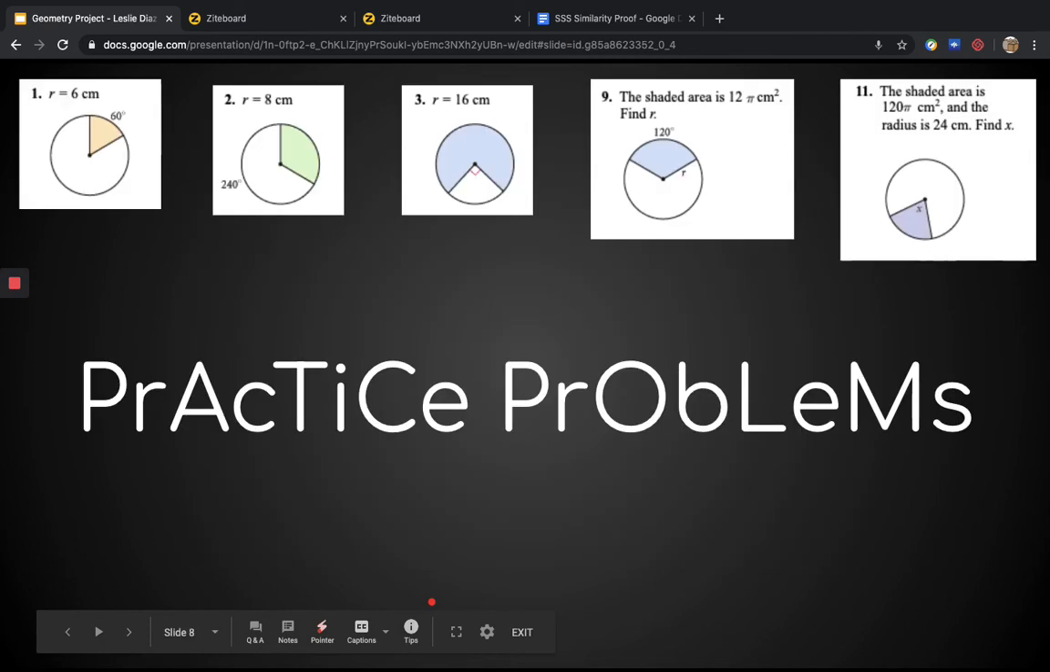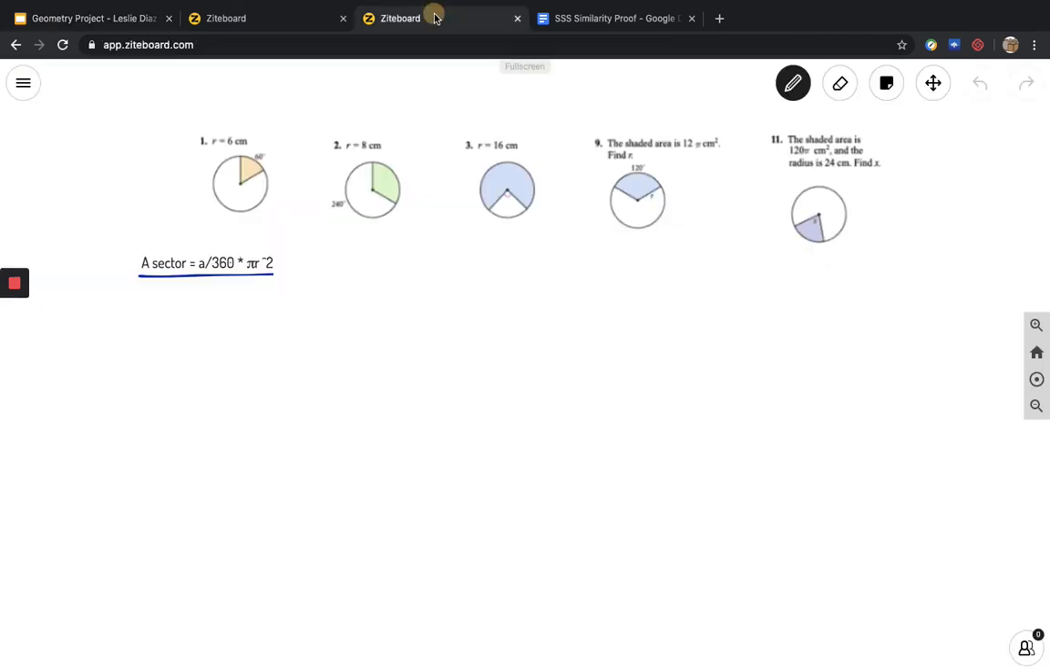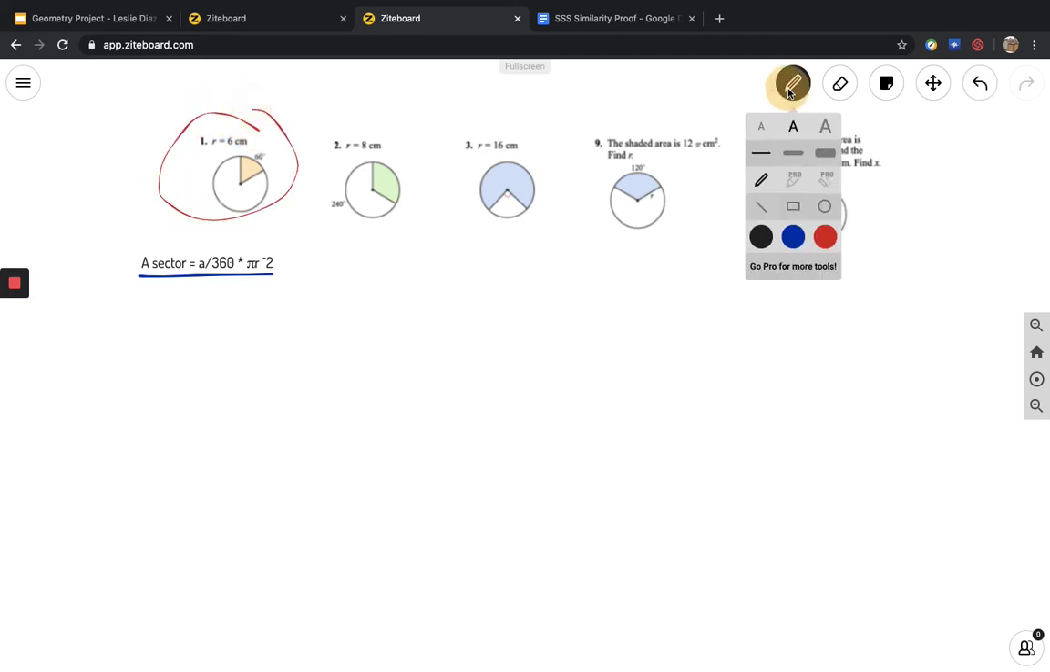All right, so now let's look at some practice problems so we can further understand how to find the area of a sector. Let's look at this first problem, for example. It says that the radius, which would be this right here, is 6 centimeters, and we know that our arc, which is A, is 60 degrees. So we can set up our equation, which is A over 360 times pi r squared.